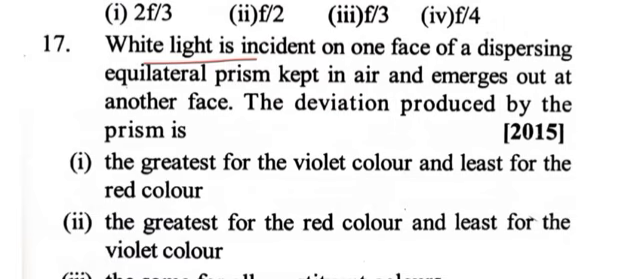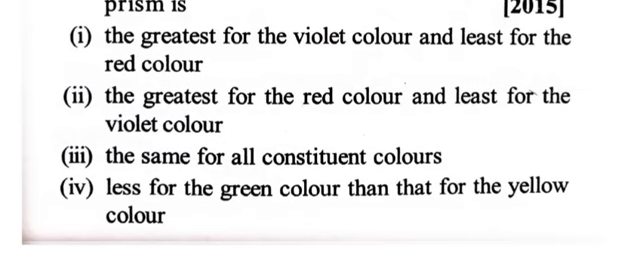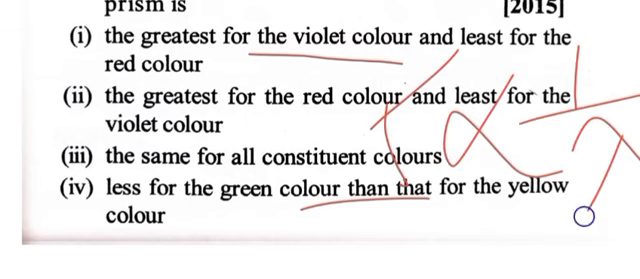A ray of light is incident on one face of a dispersing equilateral prism kept in air and emerges out at another face. The deviation produced by the prism is: greatest for the violet color and least for the red color; greatest for the red color and least for the violet color; same for all constituent colors; less for green color than that for yellow color. That will be option 1: greatest for violet color and least for red color, because delta is inversely proportional to wavelength.